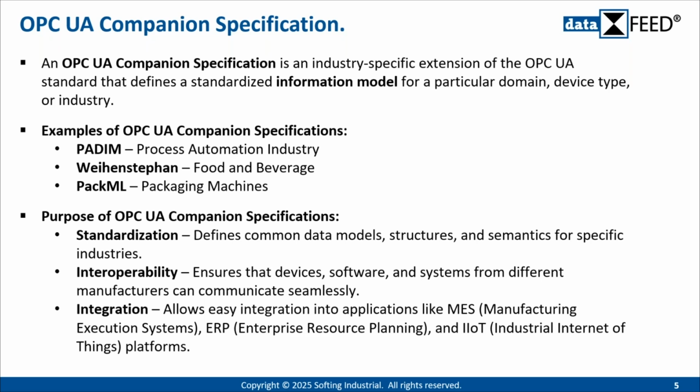What is the purpose of these companion specifications? My favorite here is the standardization. Why? It really defines a common data model, the structure and the semantics for the specific industries. So as explained, a sensor looks the same from an application point of view, independent of the vendor. And all information which is needed for the sensor is provided to the application via the standardized OPC companion specification.